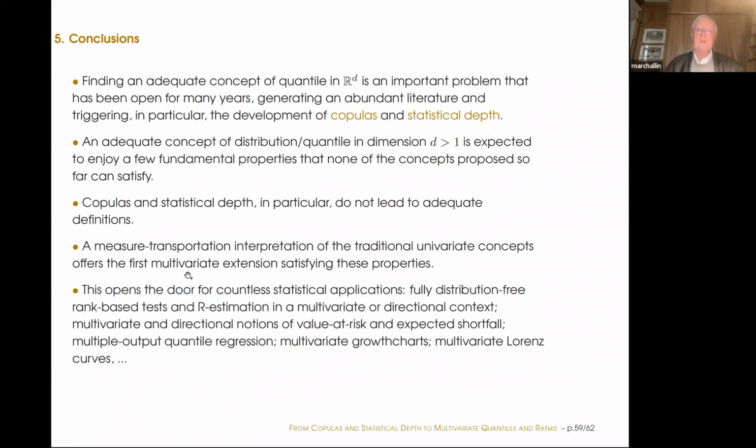Quite on the contrary, the measure transportation version I have been proposing here does satisfy all those properties, and so it is the first adequate definition of a concept of multivariate quantile available in the literature. This opens the door for countless statistical applications: distribution-free rank-based tests, R-estimation, also in a multivariate or directional context, multivariate notions of value at risk, expected shortfall, etc., multi-output quantile regression, I showed you some pictures, multivariate growth charts, multivariate Lorenz curves, etc. All those ideas that are based on the concept of quantile.